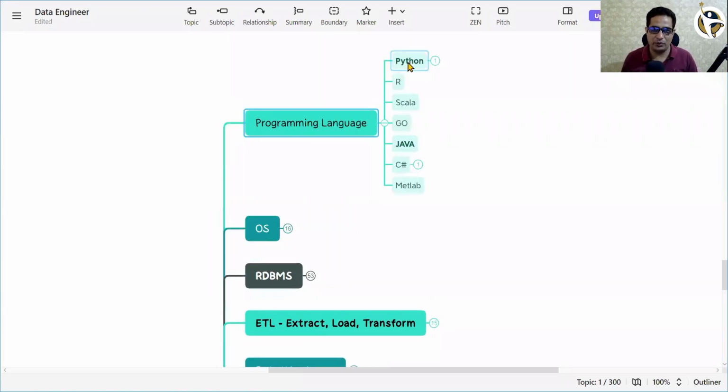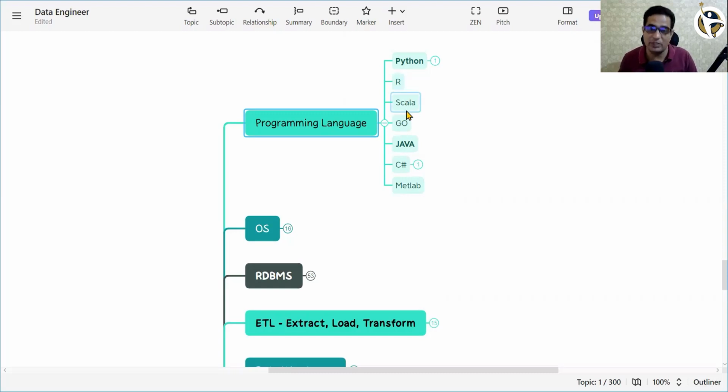As part of the programming language, you can see Python, R, Scala, Go, Java, C Sharp, and MATLAB. These are the popular programming languages you need to know as part of your data engineering career. Out of that, I'll rate Python and Java, being open source technology. Even C Sharp and other programming languages are open source, but most of the work right now as part of data engineering is being done in Python, and for more scientific activities you can go for R.